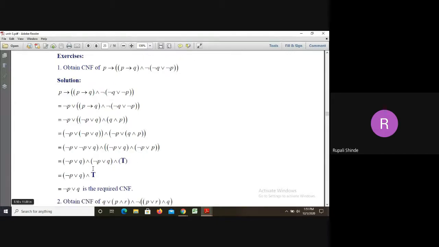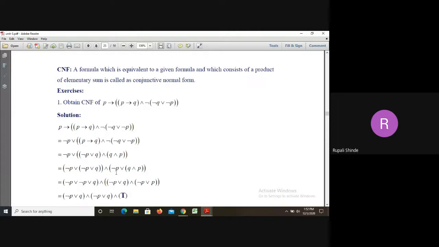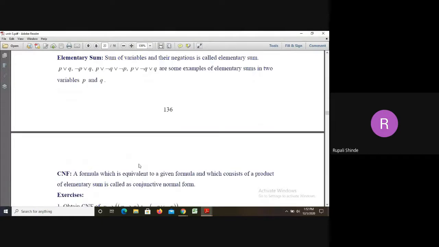So what we got: negation P or Q and negation P or Q. Again this term is repeated. This is similar to P and P, that is equal to P. Likewise, negation P or Q and negation P or Q. Again this term is repeated, so we can consider it once: negation P or Q and P. Again the value of this one is negation P or Q only. So this is the required CNF. Likewise, we can solve examples based on CNF and DNF.